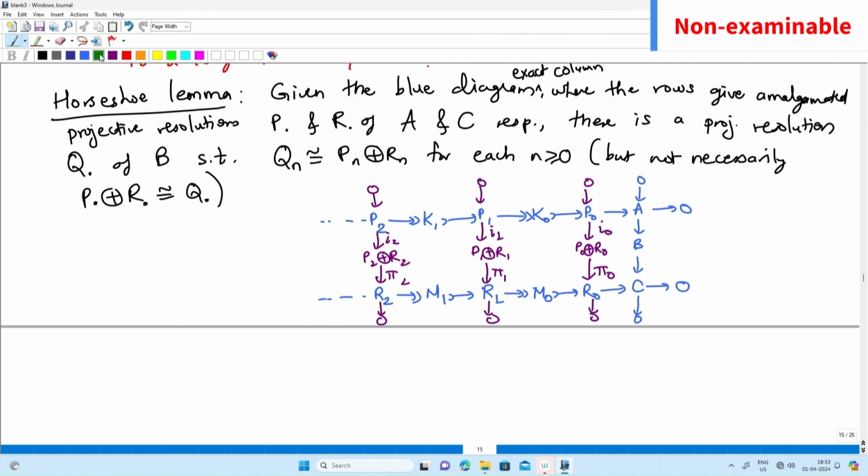Now, because R0 is projective and B to C is surjective, B to C is an epimorphism, therefore I can draw a map here. Do you agree with this? Okay. Now, from P0, you have a map to B. You first go to A and then you go to B. And from R0, you have a map to B. So the sum of those two maps is what I get here.